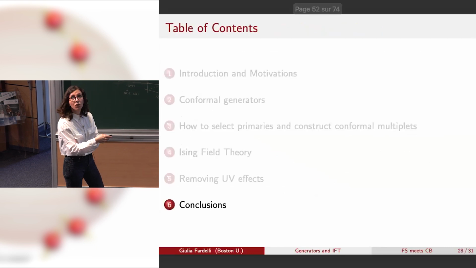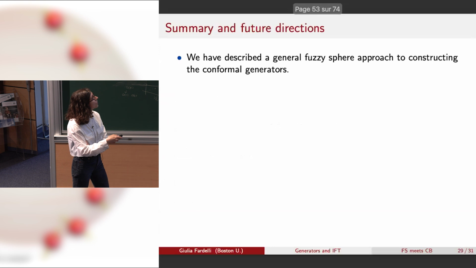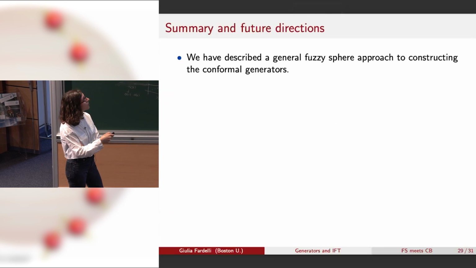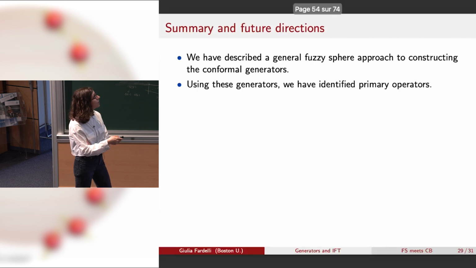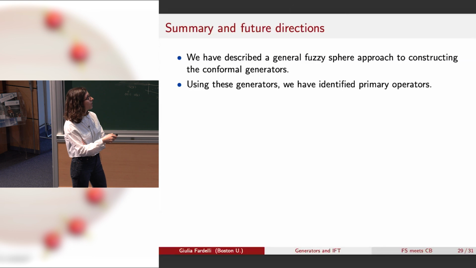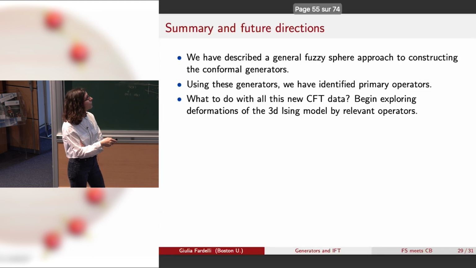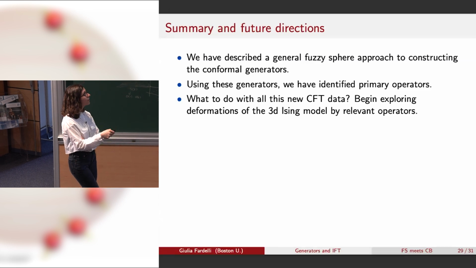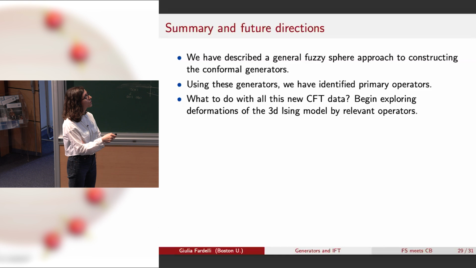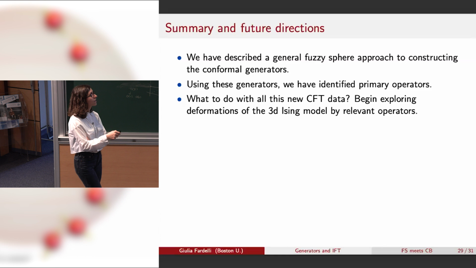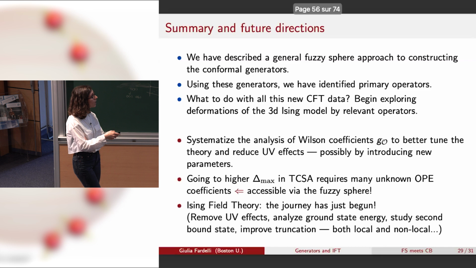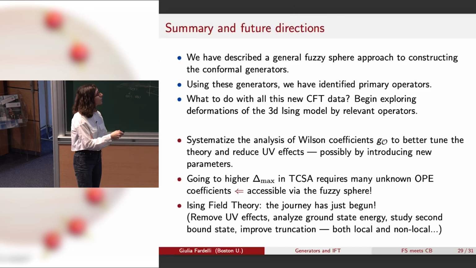So let me conclude. This is a summary of what we have seen today. We have described how to construct conformal generators directly on the fuzzy sphere, and we have used these generators to define primary operators. In the second part of the talk, I presented some new results on how we can use this CFT data, or directly a fuzzy sphere realization, to start the study of the 3D Ising field theory. And this is our point for the future.